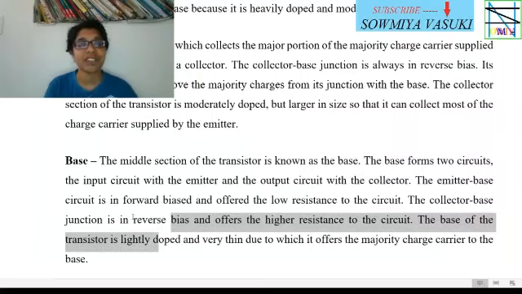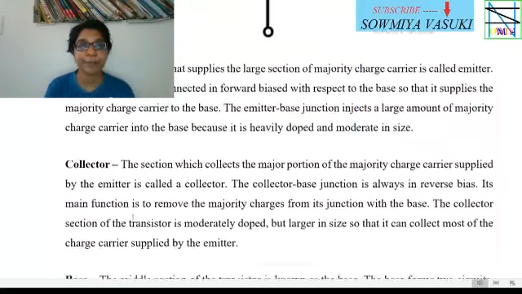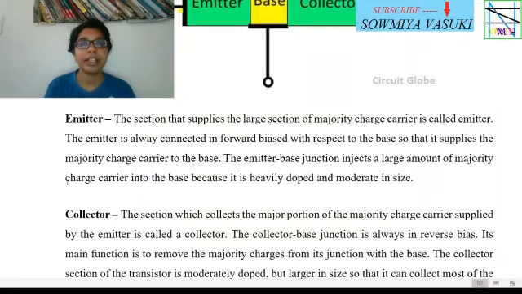The base of the transistor is lightly doped and very thin, due to which it offers the majority charge carriers to the base. The emitter is forward biased and produces a low resistance. The collector is reverse biased and offers a higher resistance.